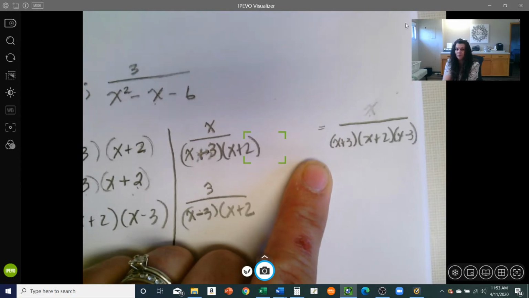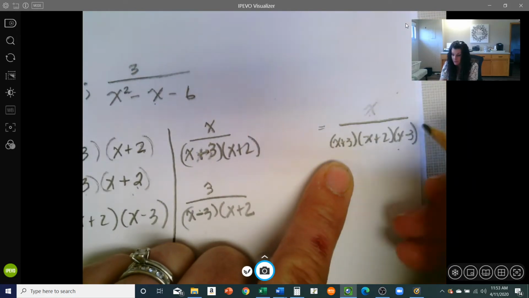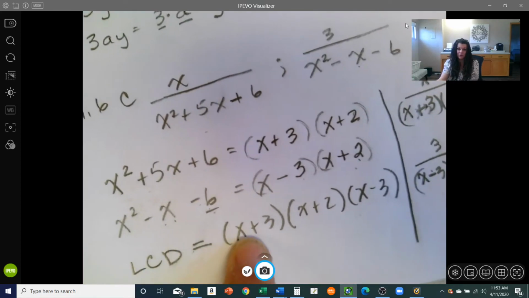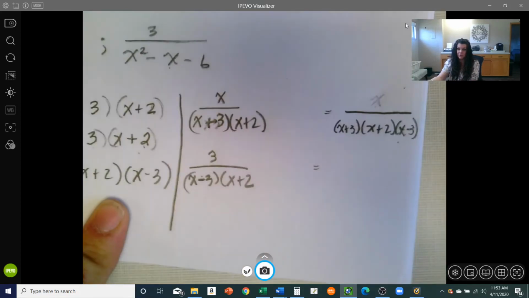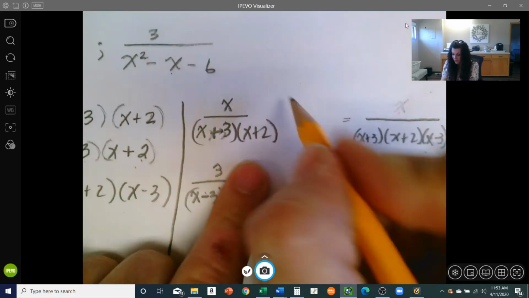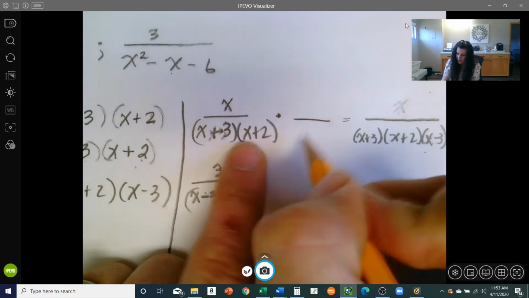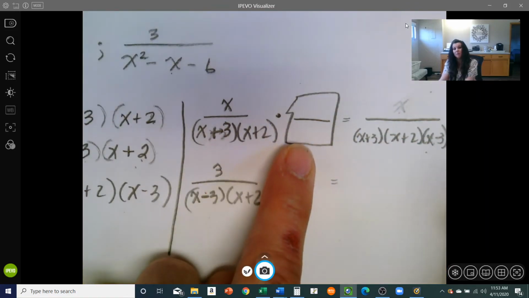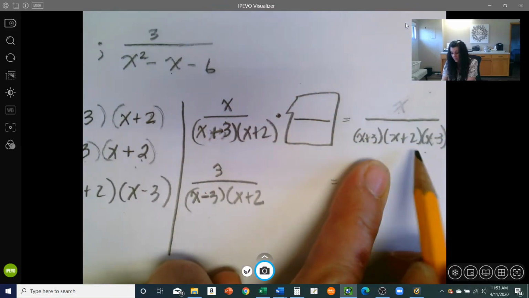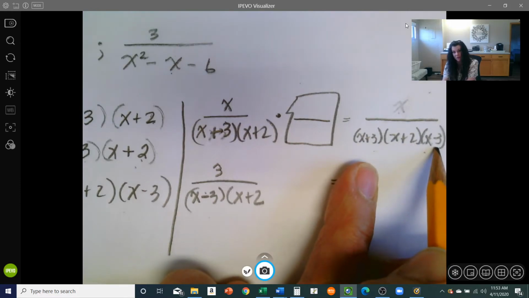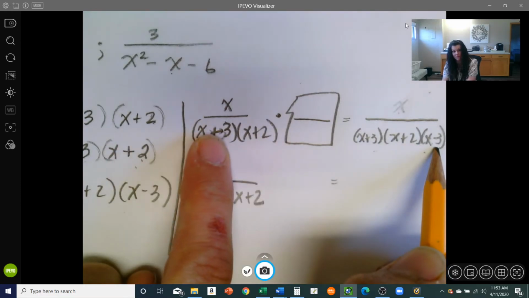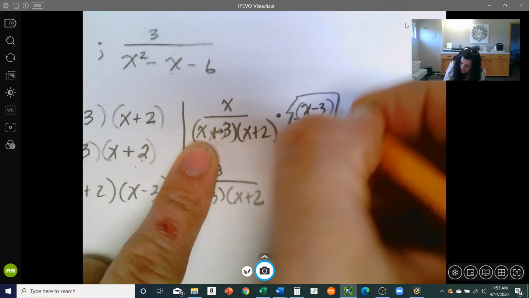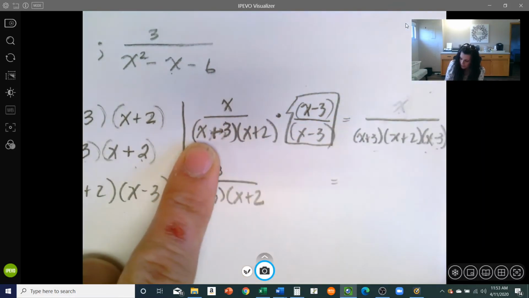There we go. If this needs to be my denominator, what I found over here, my least common denominator, x plus 3 times x plus 2 times x minus 3. All I need to do is multiply this by a 1. Remember, I'm still multiplying by a fancy 1, but I only need to get the factor that's missing here. So for this one, I'm missing the x minus 3. So I do x minus 3 on top and x minus 3 on bottom.